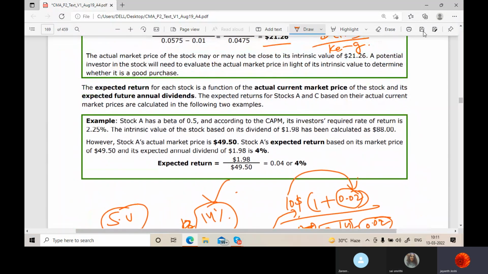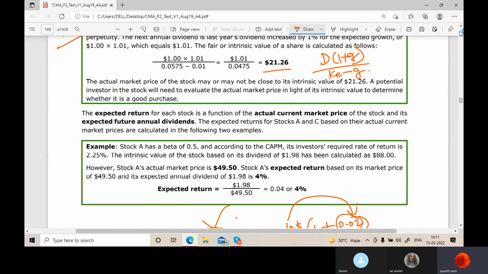Okay, let's go to the next concept: expected return. Expected return for each stock is a function of the actual market price. What you're doing is very simple: dividend divided by stock price will give you the return. Here they're asking you the intrinsic value of a stock based upon dividend.